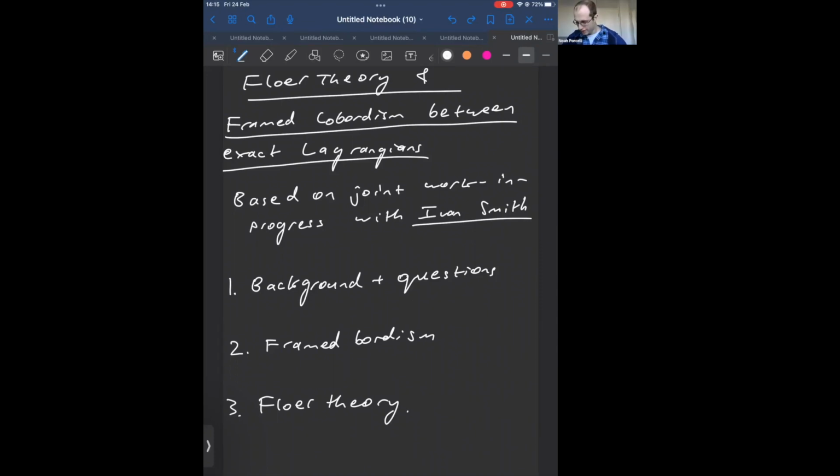So firstly, I'll talk about some background and some of the questions that we'll ask. And then I'll talk about frame bordism, which is the main invariant that we'll use to distinguish certain Lagrangians. And only after that, I'll actually state theorems, because they'll be in terms of frame cobordism. And then finally, depending on how much time there is, I'll talk some amount about Floer theory and the versions of Floer theory that we use.